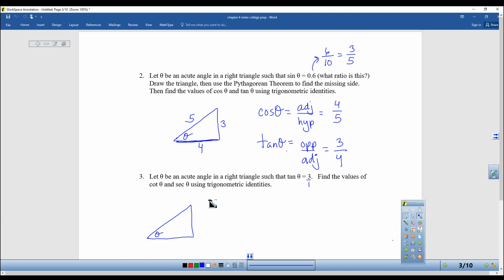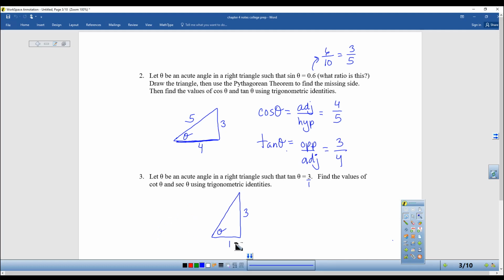Tangent is opposite over adjacent. So 3 over 1, which means I drew it badly, right? If I wanted to make it look a little bit more correct, it's probably only 2 to 1. But it's tall, okay? But I'm not going to be grading you on how perfectly you draw it.